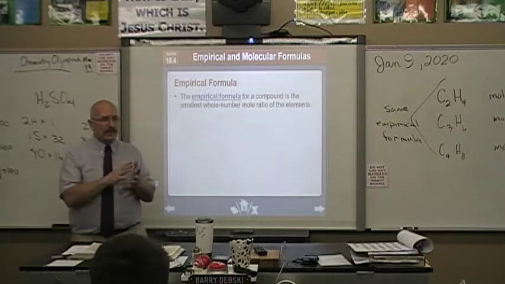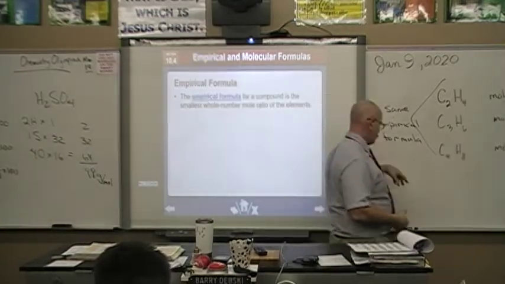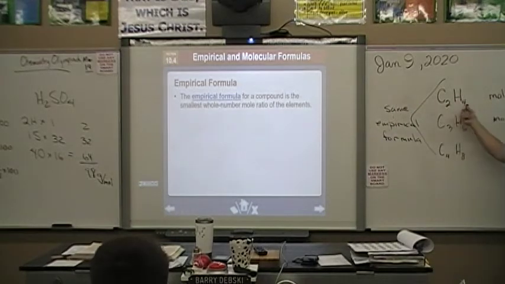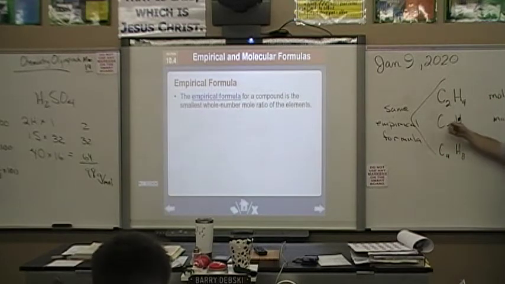Now you can have different compounds that have different ratios. For instance, C2H4 is a compound called ethyne, E-T-H-Y-N-E, or sometimes the common name is acetylene, okay? And we could have C3H6 or C4H8.